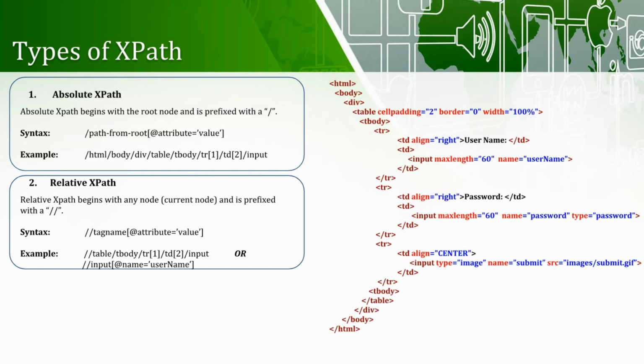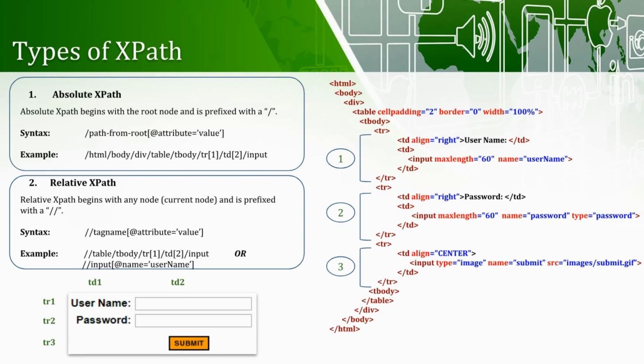Let's consider an HTML code in which I have a table. Under the table, I have 3 rows, tr1, tr2 and tr3. For tr1 and tr2, I have 2 columns each, td1 and td2. For row 3, I have only 1 column. The UI corresponding to this HTML code is this. There are 2 labels, username and password. Then their corresponding input text boxes, and then the submit button for login.